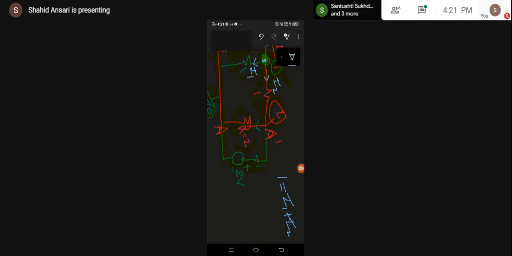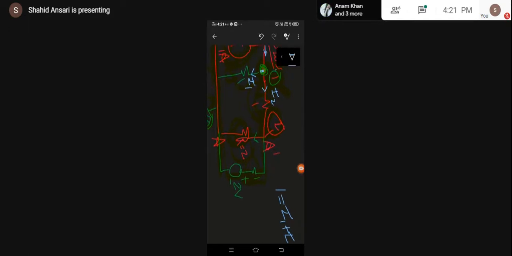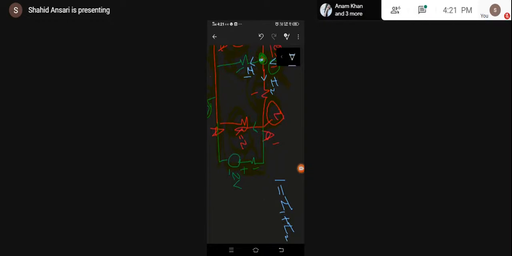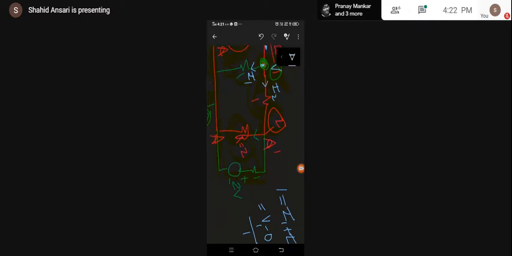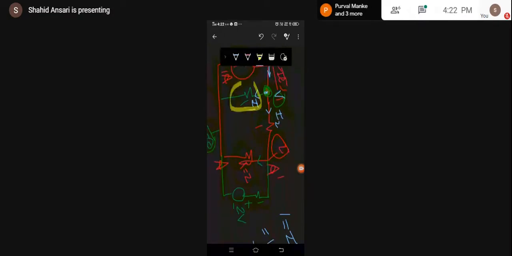Now, how can I replace this value of I1? This is my node voltage V1. So can I write I1 as (V1 minus 0) divided by 1? I1 is the current flowing through this branch, and to find I1, I have to look at the potential difference between the two terminals at both ends of this branch. One end has V1 and the other end has zero potential, so I1 will be the potential difference across this branch divided by the impedance, that is (V1 minus 0) divided by 1.